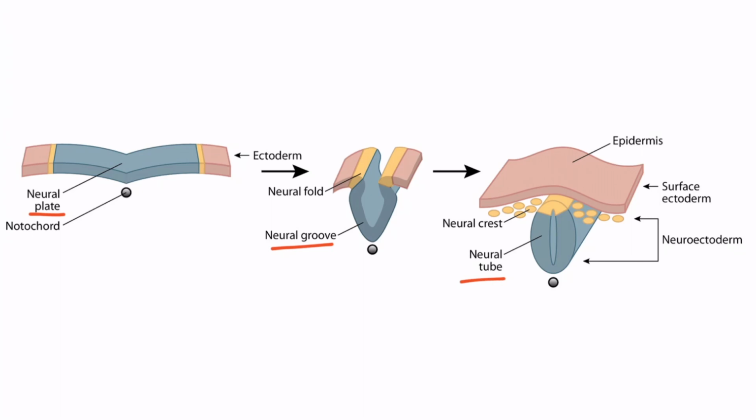After gastrulation, we're left with the surface ectoderm, the neural tube, and neural crest cells. The neural tube and neural crest cells together are referred to as neuroectoderm. As you can see, neural crest cells are located at the neural plate border right here. The neural crest cells delaminate and migrate towards the periphery, eventually giving rise to many cell types.